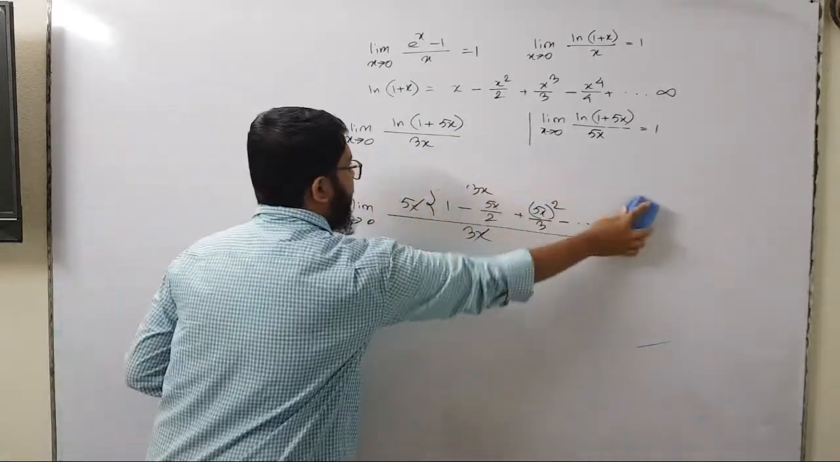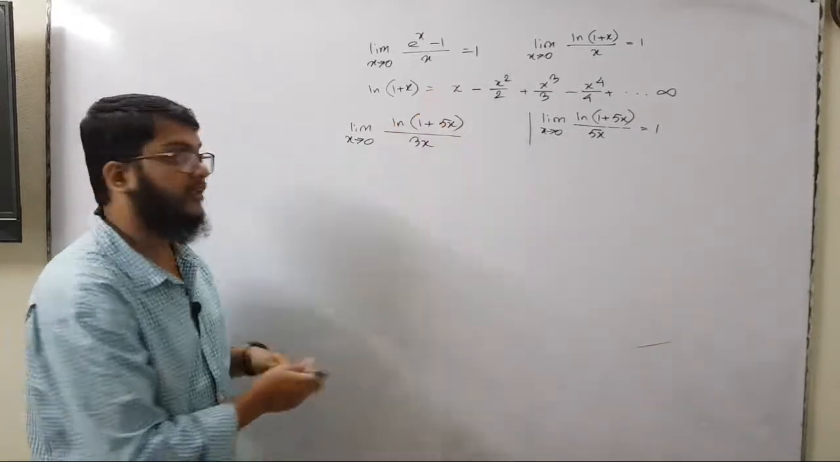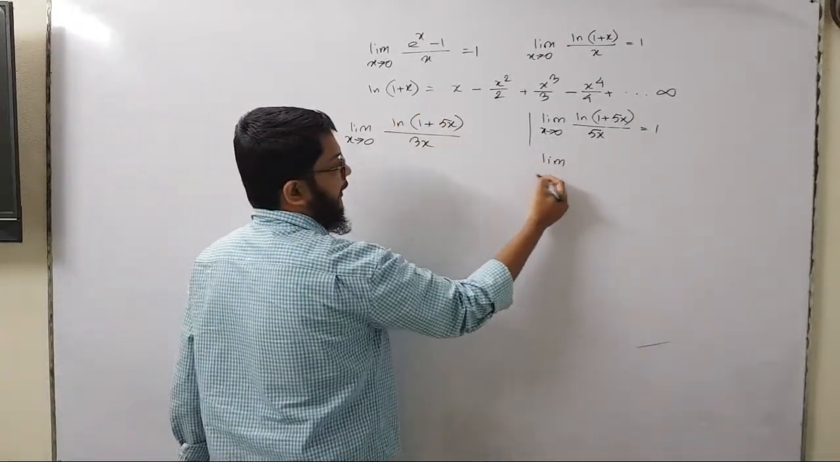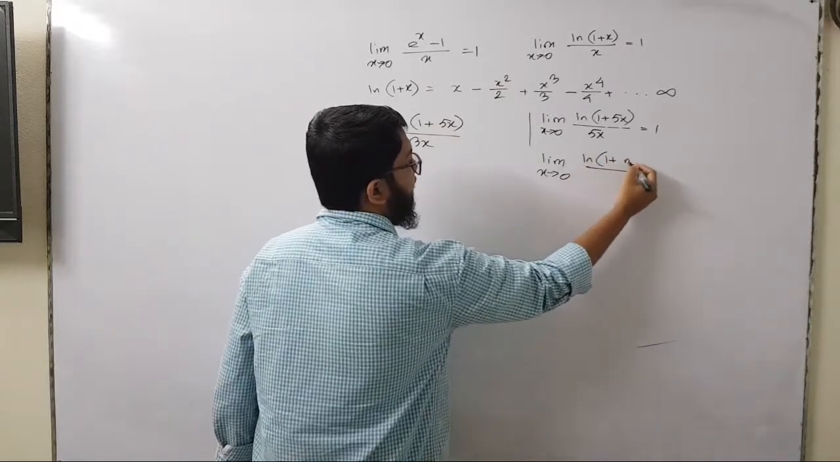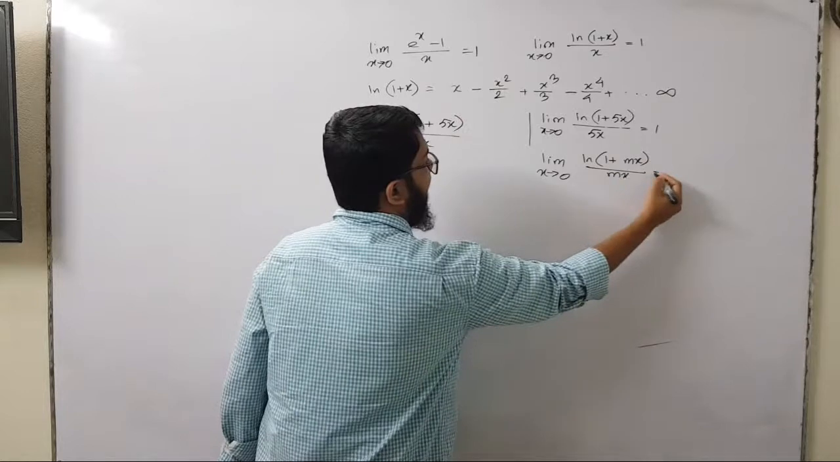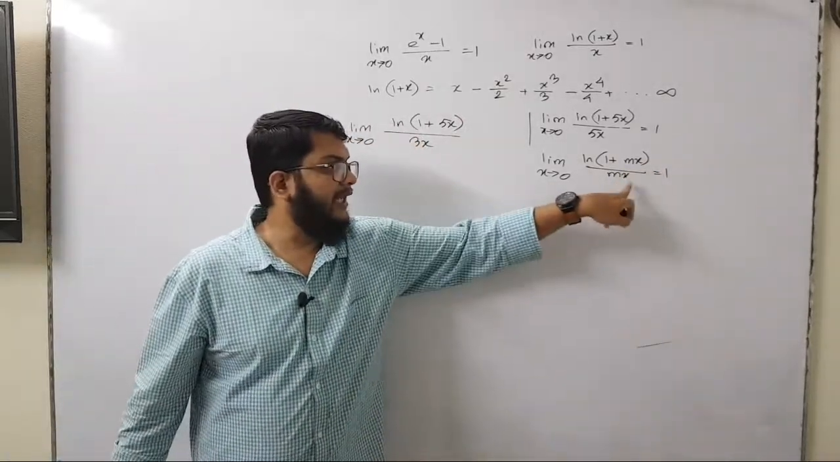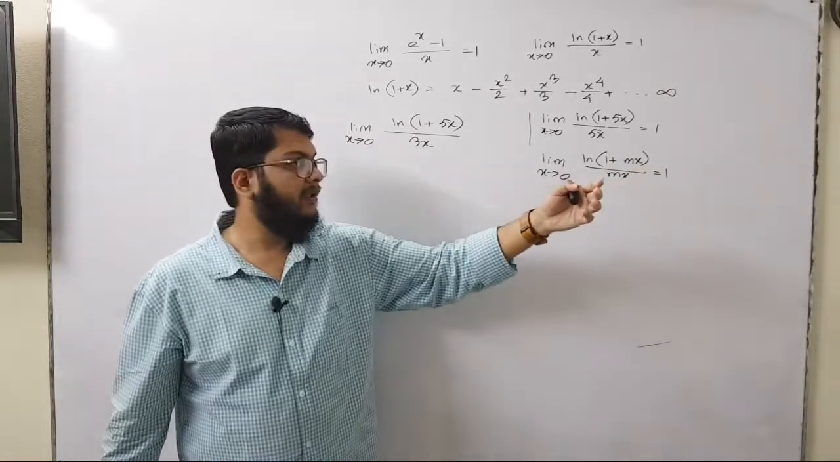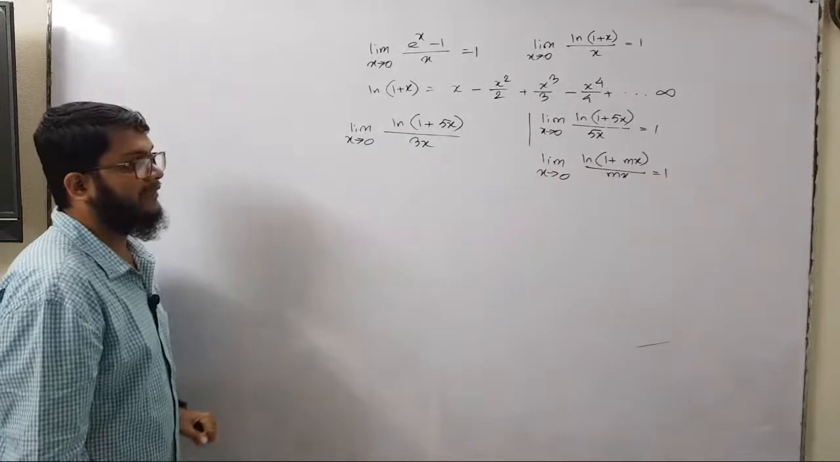So what we can write here from these two proofs is that limit x tends to 0 ln(1 + mx) divided by mx is equal to 1, isn't it? So if these two terms are the same, if you can make them the same in any way, the result would be equal to 1. Now we will be applying this concept here.